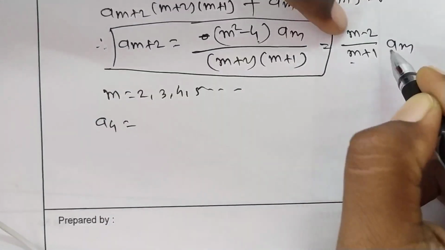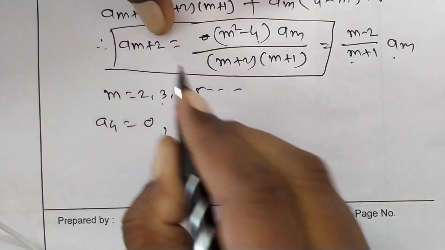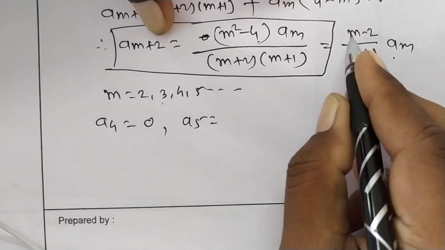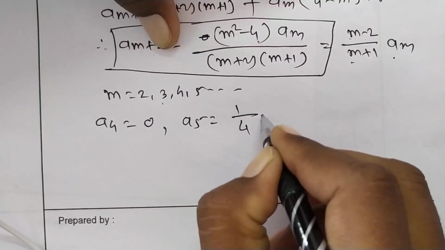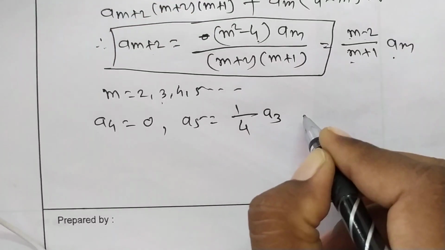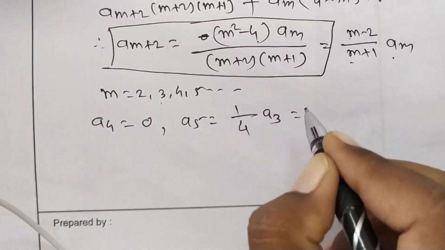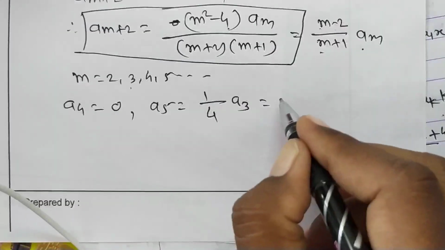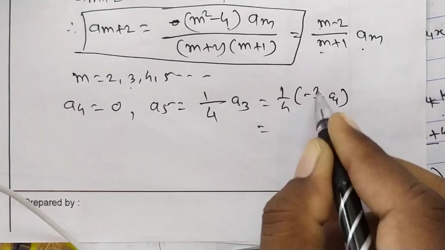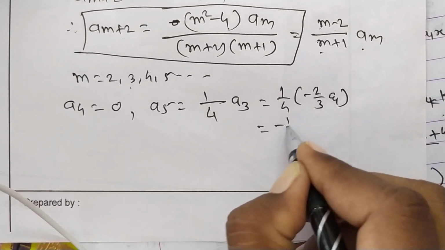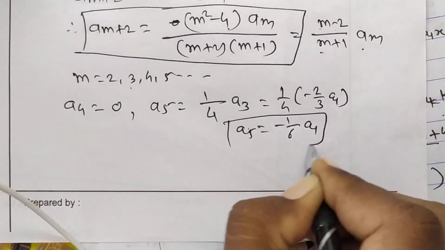Now here if you put m equal to 2, then 2 minus 2 is 0, so a4 is 0. Then if you take m equal to 3, 3 plus 2 is 5, so a5 is equal to (3 minus 2) is 1 upon (3 plus 1) is 4 into a3. Now what is the value of a3? a3 is minus 2 by 3 a1. Putting it here, this is equal to 1 by 4 into minus 2 by 3 a1, which is minus 1 by 6 a1. So a5 is minus 1 by 6 a1.